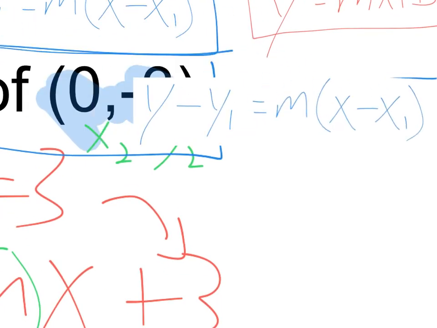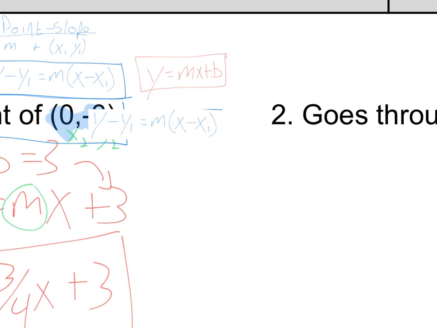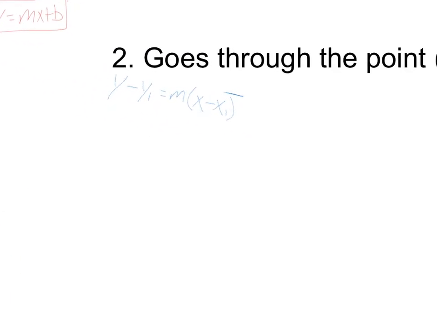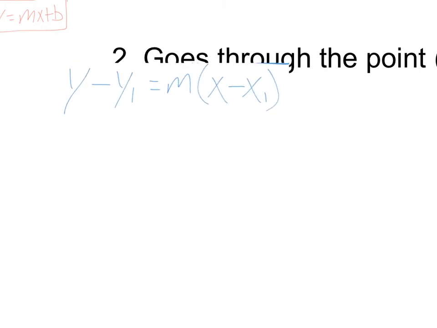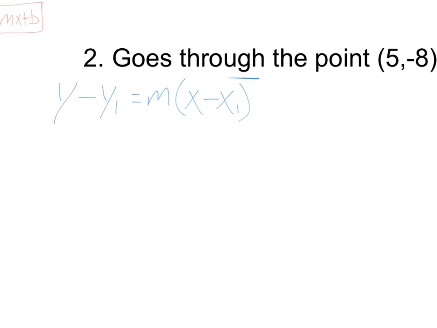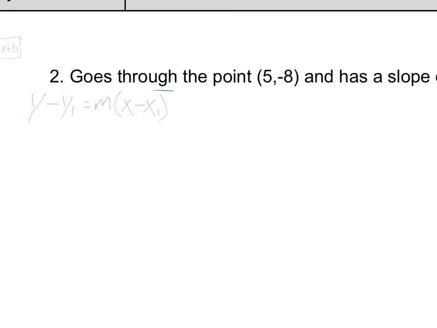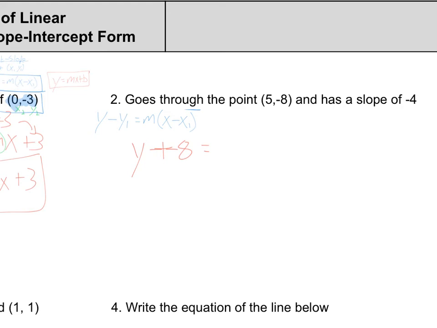So let me copy that over. All right. So they told me a point to use. They told me the slope to use. So really I just have to plug in my values and then rearrange as needed. So we're going to have y minus a negative 8, well, that's really y plus 8, equals my slope. What was my slope? Negative 4 times the quantity x minus the x1 value, in this case 5.